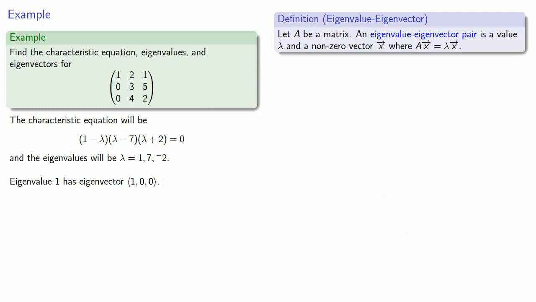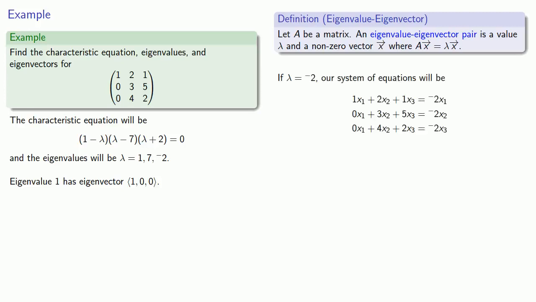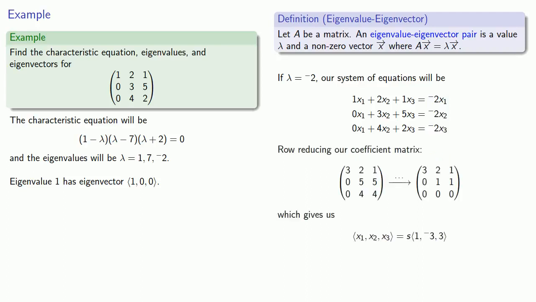Similarly, if I take the eigenvalue lambda equals negative 2, our system of equations is going to be the matrix applied to x1, x2, x3 equals negative 2 times x1, x2, x3. And we'll reduce our coefficient matrix and get our vectors in parameterized form, x1, x2, x3 equals s times 1, negative 3, 3. And so, again, taking s equal to 1 gives us the eigenvector 1, negative 3, 3.